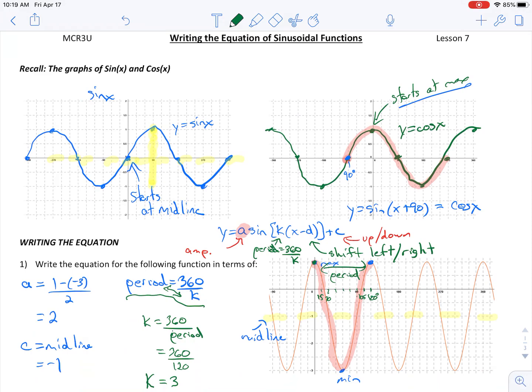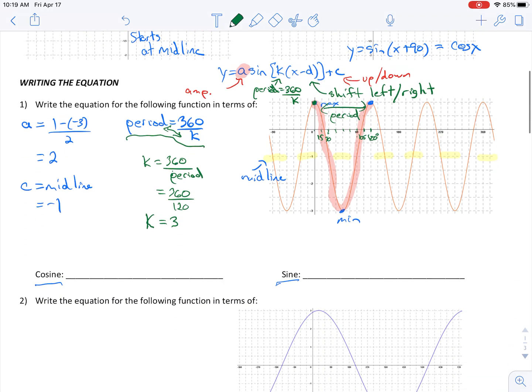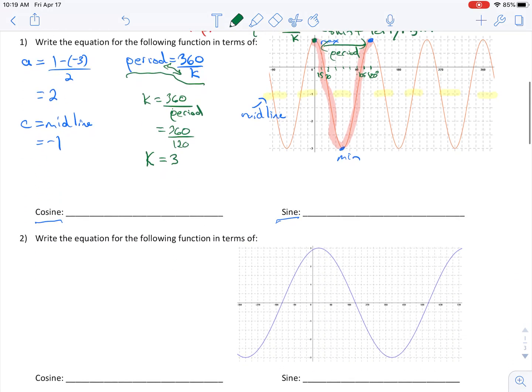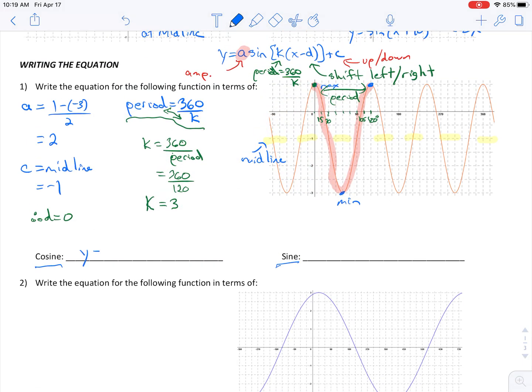And notice here, and this is the tricky part, if cosine starts on your graph at 0 at the max, then that means that you haven't shifted and you're at the starting point. So therefore for cosine, D equals 0.